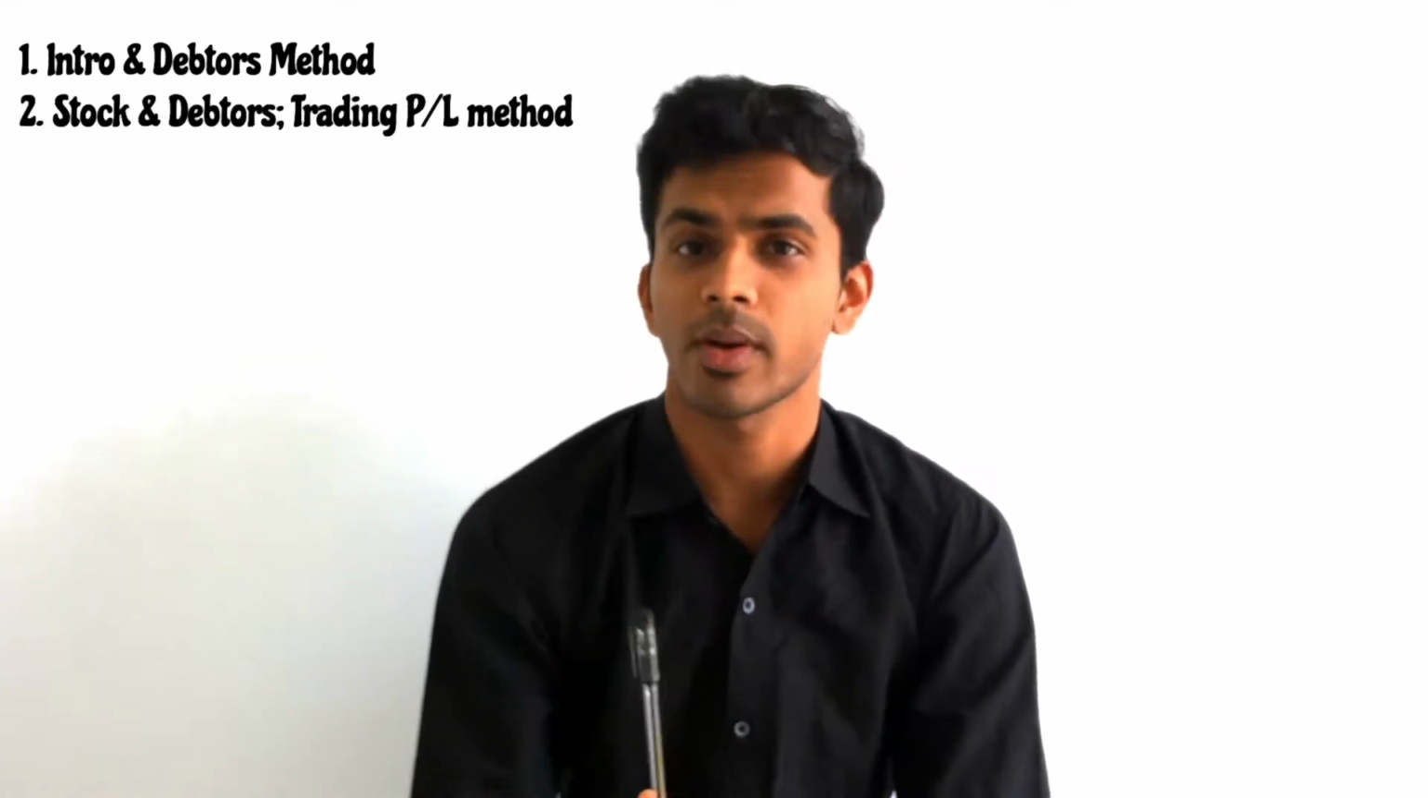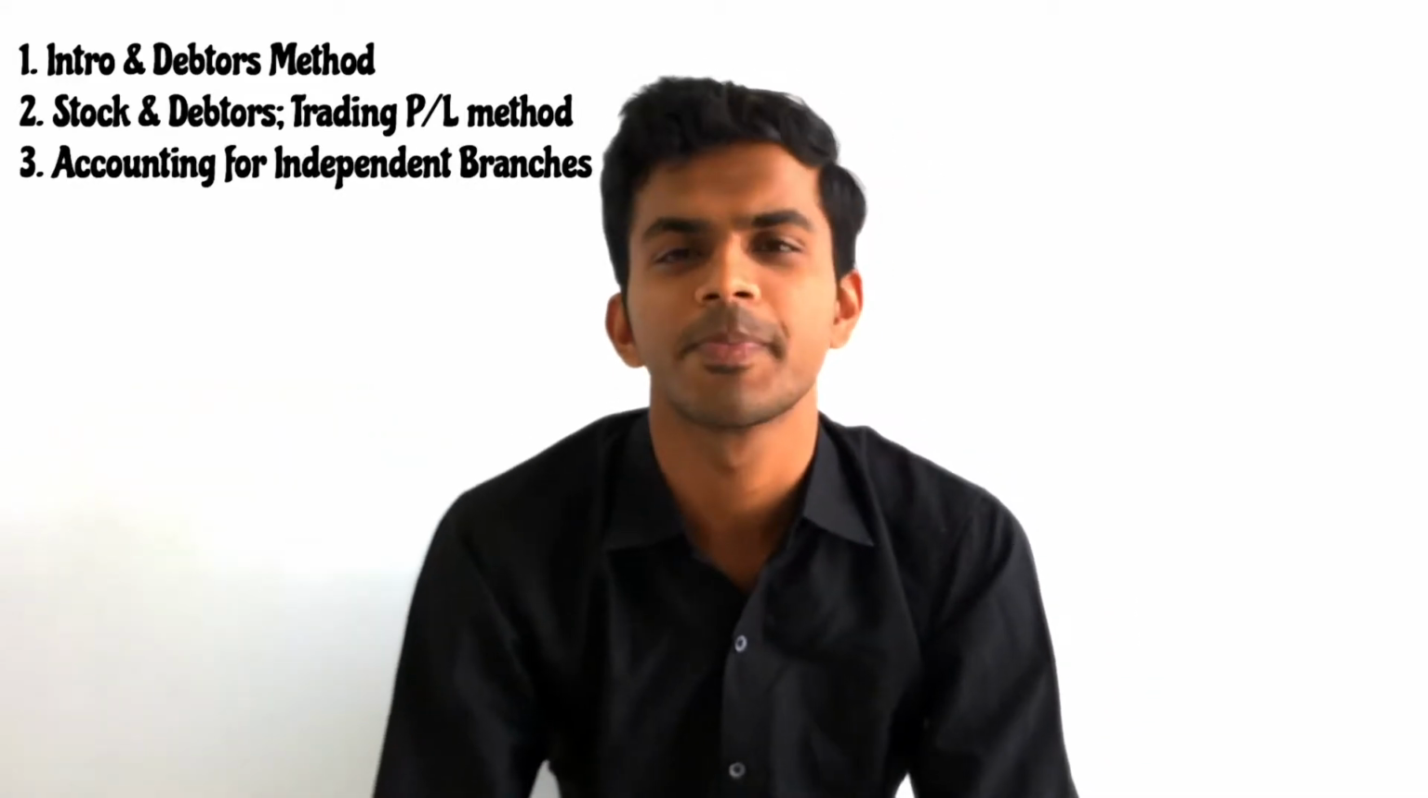So in this video we'll be learning the basics of branch accounting, the overview and what it actually is, and also the Debtors method of branch accounting, which is one of the methods of maintaining these accounts. In the second one we'll be learning the stock and debtors method and the trading and profit and loss account method. In the third video we'll be seeing accounting for independent branches, so how reconciliation is done. And the last one will be accounting for foreign branches.